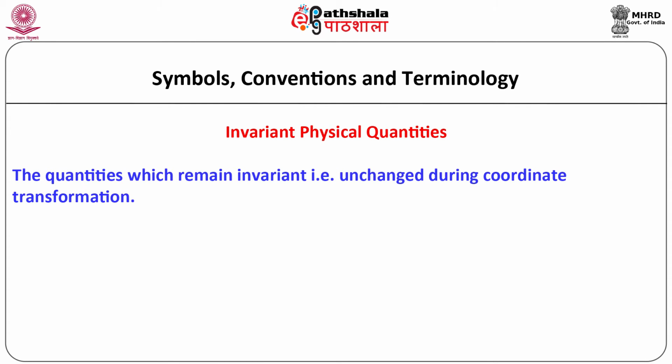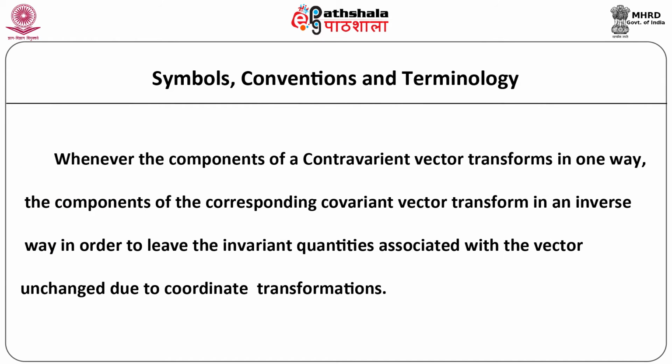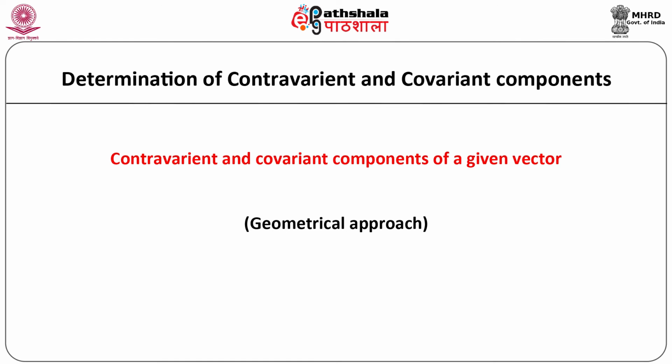When we describe the same thing using two different representations, some quantities must remain invariant, that is, unchanged. The transformation relations used must take care of this fact. For example, the magnitude of the electric charge, speed of light or temperature at a point should not change with change in coordinate system. Such quantities are known as invariants under those transformations. Inner product is an example of such an invariant quantity. It will be observed that whenever the components of a contravariant vector transform in one way, the components of the corresponding covariant vector transform in an inverse way in order to leave the invariant quantities associated with the vector unchanged due to transformation. Now, let us see how to obtain contravariant and covariant components of a given vector geometrically.